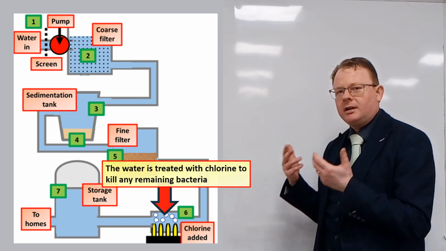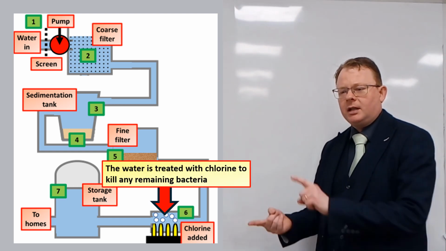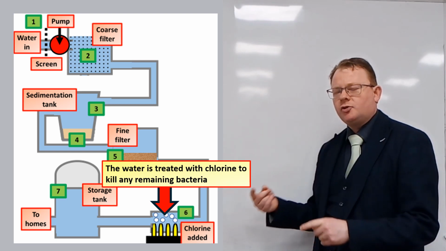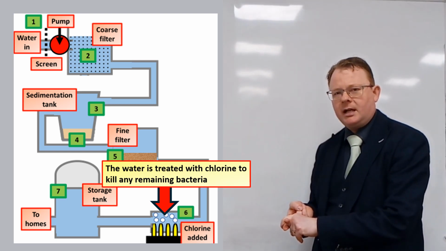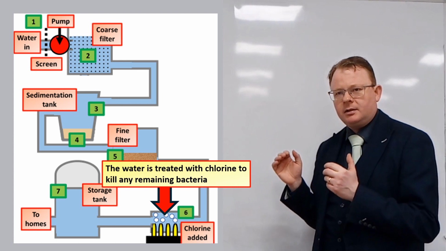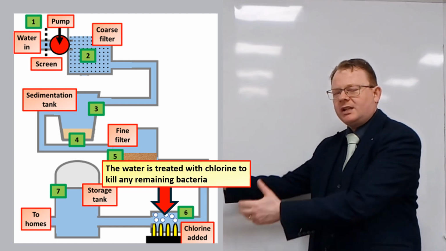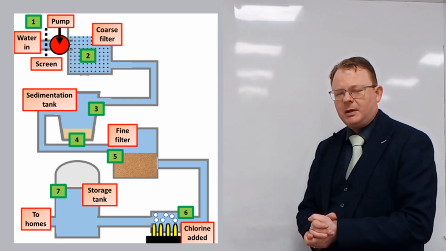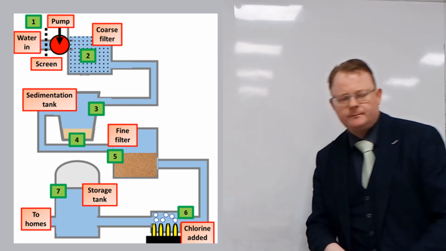The way that we get rid of bacteria, there are two ways. We can either chlorinate the water, because that kills bacteria, or we can treat it with ultraviolet radiation, because that also kills the bacteria. The water is then pumped into storage tanks before it's sent to people's homes and other places where it can be used.